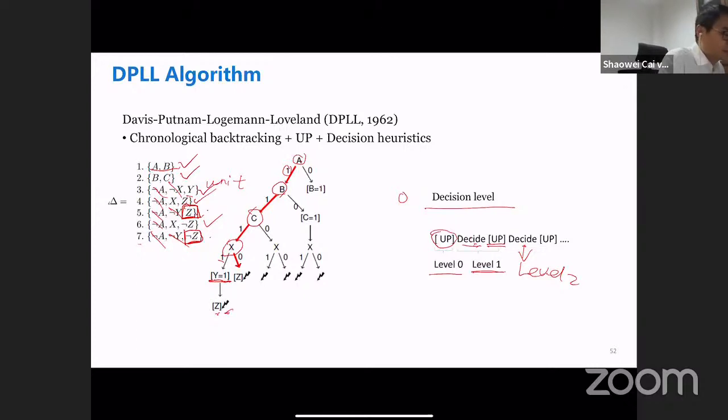Then we backtrack to X. The second branch of X is assigned to 0, and then we have a conflict here, and then backtrack to C, and then backtrack to B. When we finish the second branch of C, we backtrack to B. So this is a traditional backtracking framework and how DPLL works.